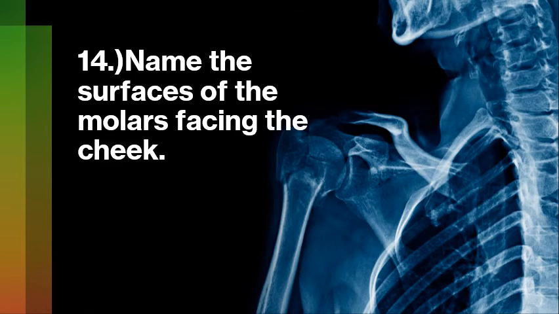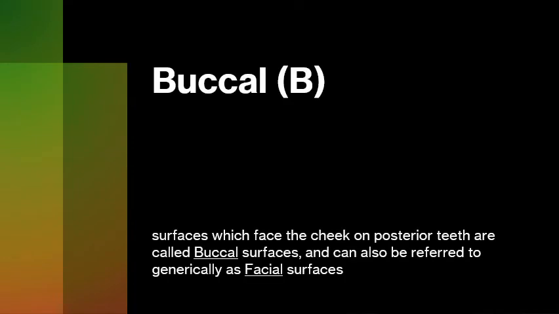So now name the surface of the molars that face the cheek. This surface is known as the buccal surface, and they face the cheek on the posterior teeth. They are known as the buccal surface, and sometimes they are also referred to as the facial surface.